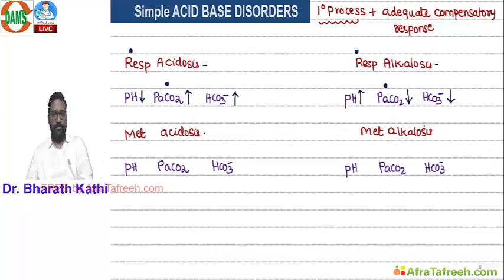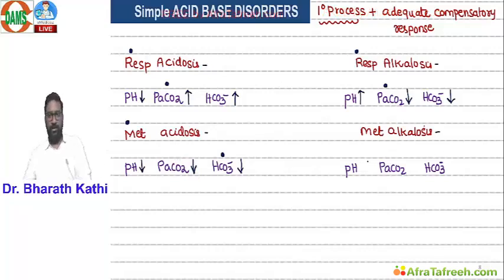In the same way, to call it acidosis, pH should decrease. To call it a primary metabolic disorder, what should happen to bicarbonate? Bicarbonate should decrease. For metabolic acidosis, what is the compensation? Respiratory alkalosis, CO2 will decrease. Best example, diabetic ketoacidosis is metabolic acidosis. Compensation, Kussmaul's breathing, is nothing but respiratory alkalosis.